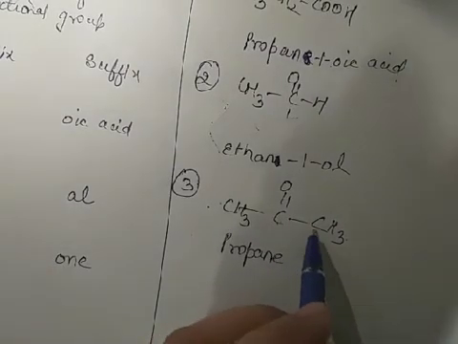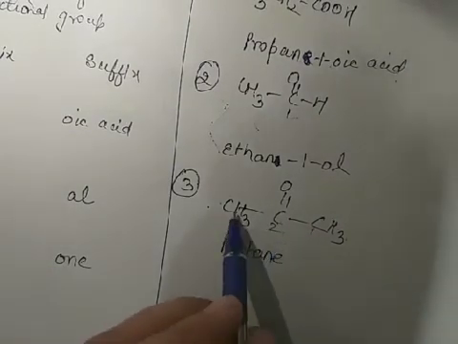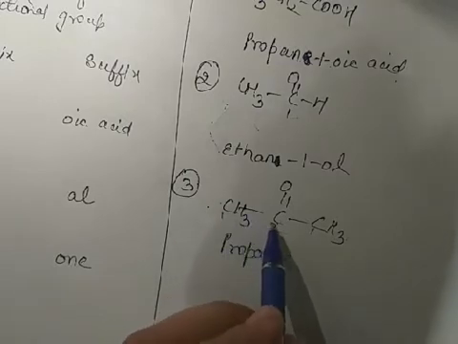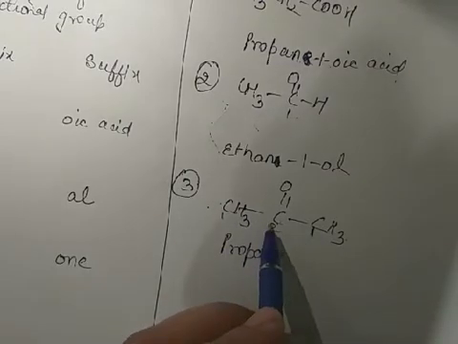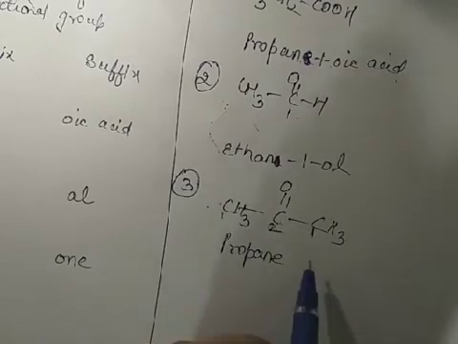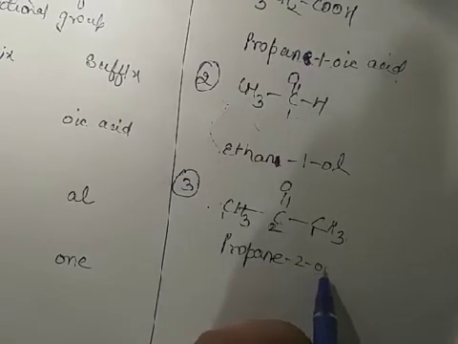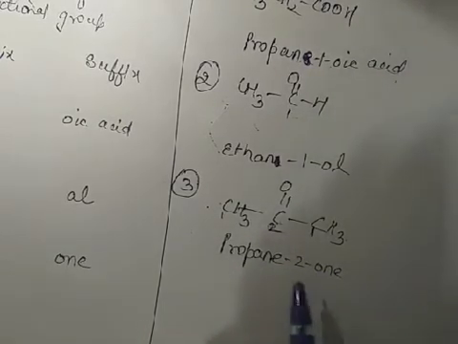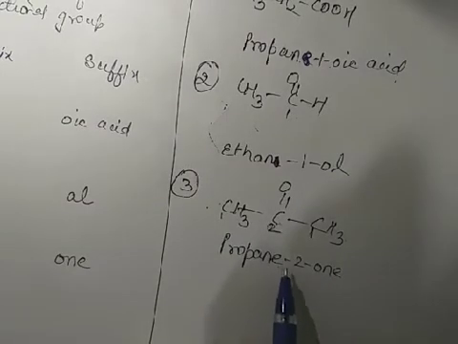Right? And it is on number 2. If I start numbering from here, then also it will come number 2. So propan-2-on. Correct. Same rule will be applied. No two vowels can come simultaneously.